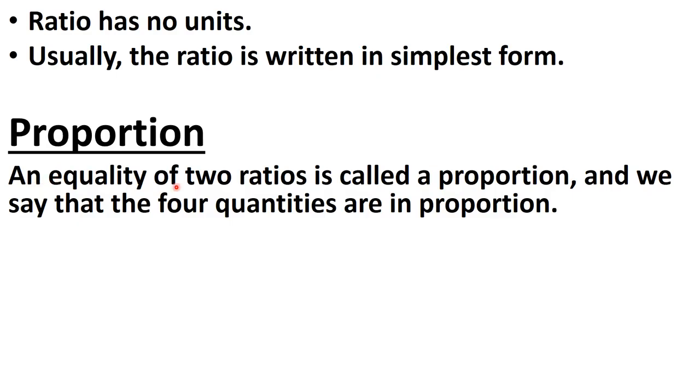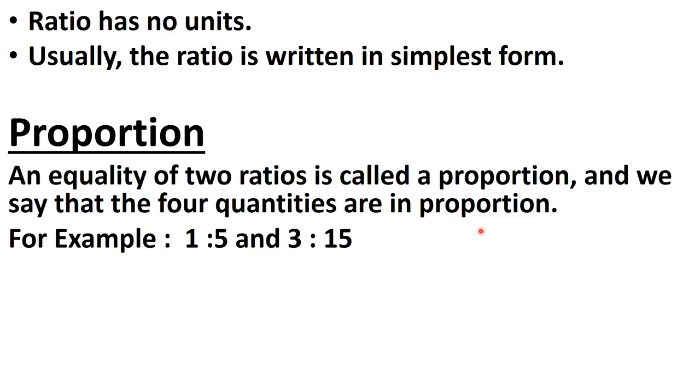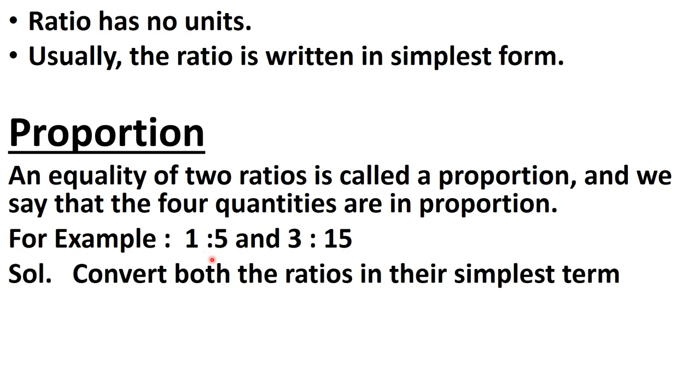An equality of two ratios is called a proportion, and we say that four quantities are in proportion when two ratios are equal. For example, 1 is to 5 and 3 is to 15. These are the two ratios. Convert both the ratios into simplest terms.